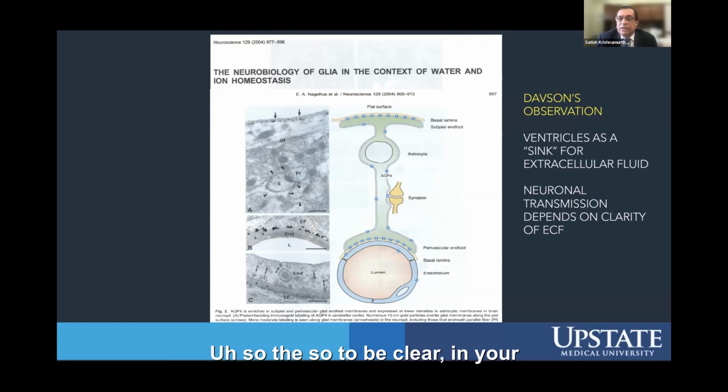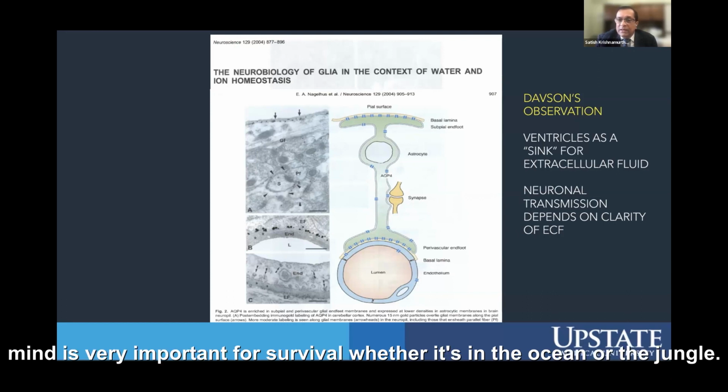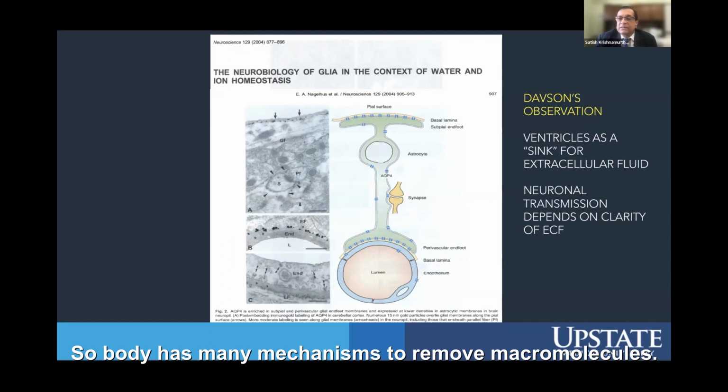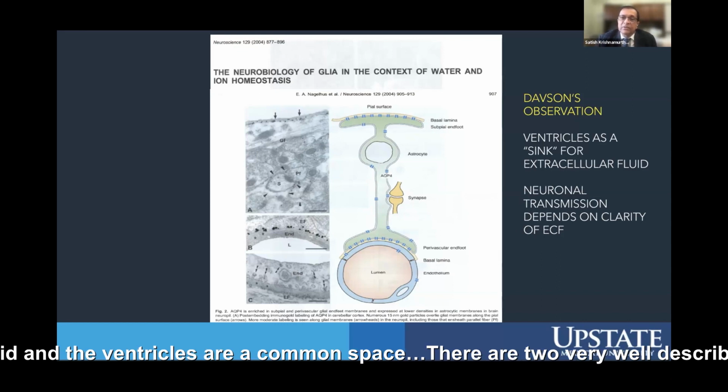So to be clear in your mind is very important for survival, whether it's in the ocean or the jungle. So the body has many mechanisms to remove macromolecules. And Davson, one of the premier CSF researchers, observed that ventricles act as a sink. I think the sink is for extracellular fluid and interstitial fluid, and the ventricles are a common space.